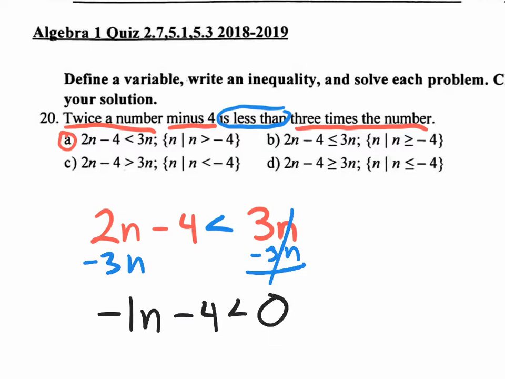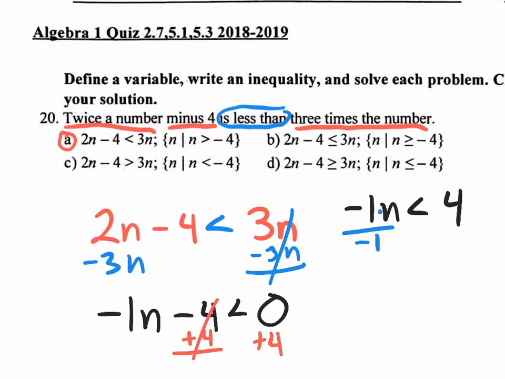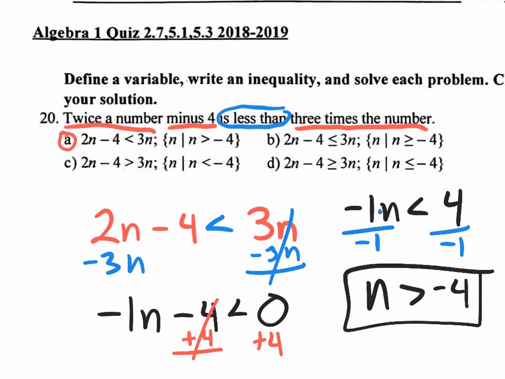Okay, so after that, you're going to go plus 4. Cancels, plus 4. Your new inequality is going to be negative 1n, less than 4. And now for my final step, I want to get rid of that negative 1 times n in the front by dividing by negative 1. And once again, when you hear the words divided by a negative, what should you think? Switch the inequality. And there's your answer. N is greater than negative 4. We already knew the answer was A.